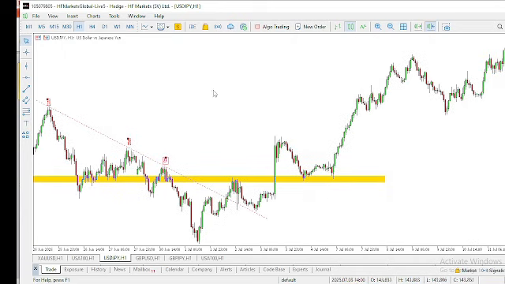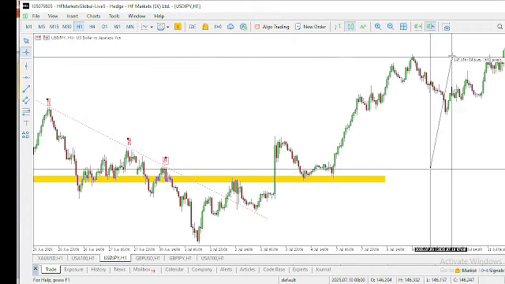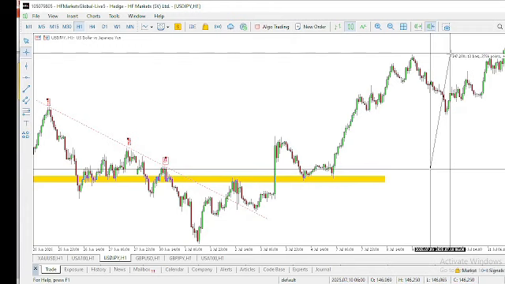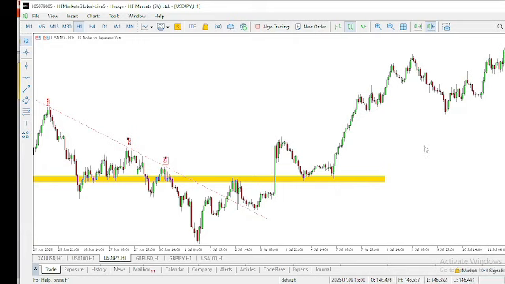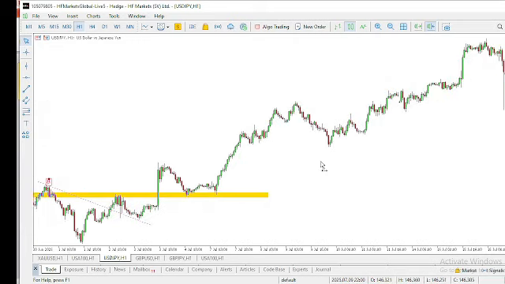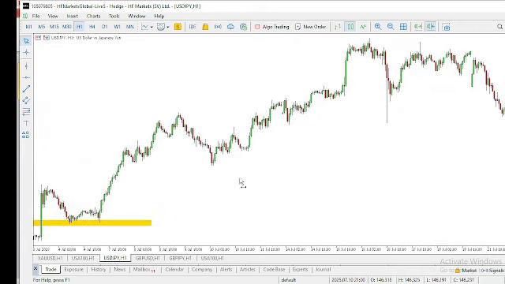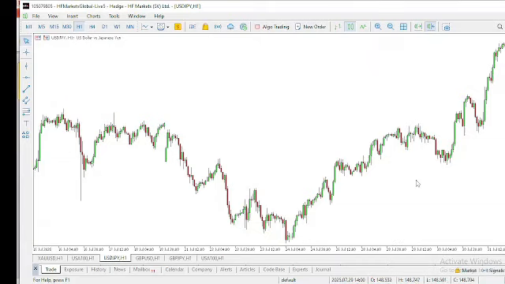And then see how massive the price went. Look at it from here. That is 275 pips. And it's still moving. Let's move further.